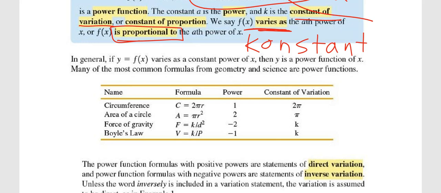Right here is an example of the circumference formula. Circumference is 2 pi times the radius of a circle. As the radius of a circle gets bigger, what happens to the circumference? It also gets bigger. That's called a direct relationship. As one variable is getting bigger, so is the other one.